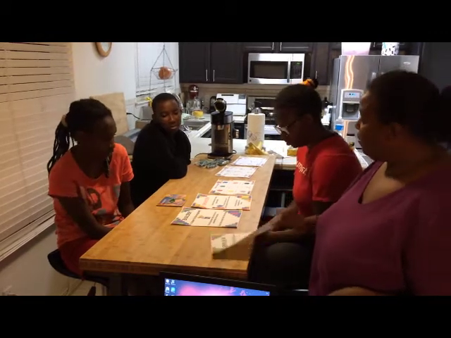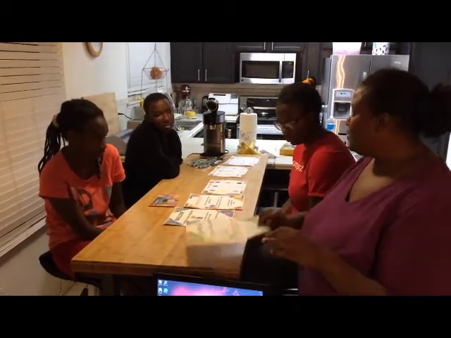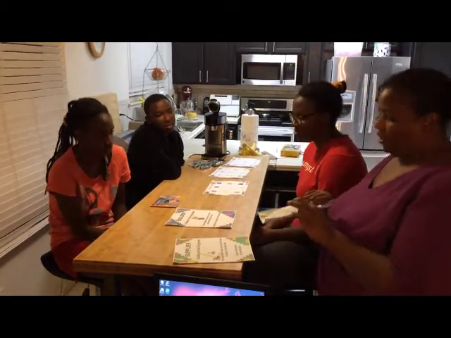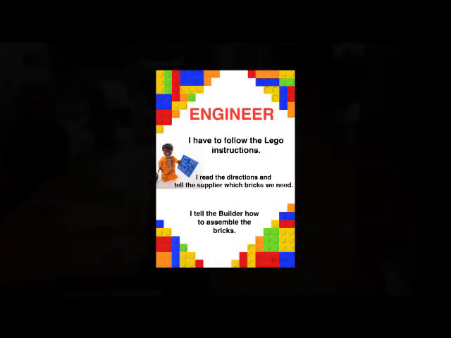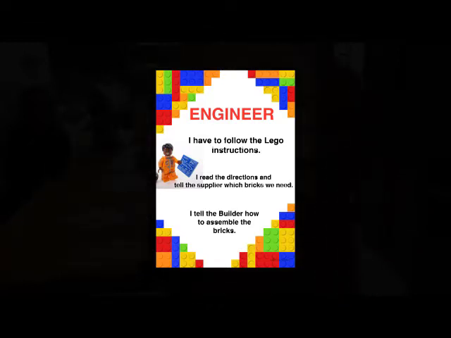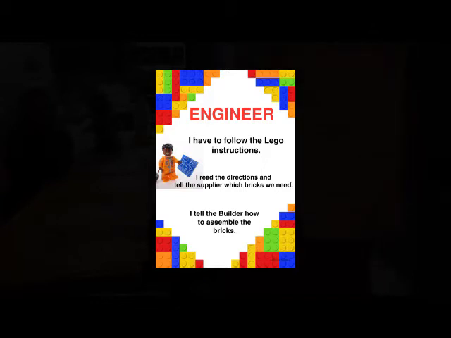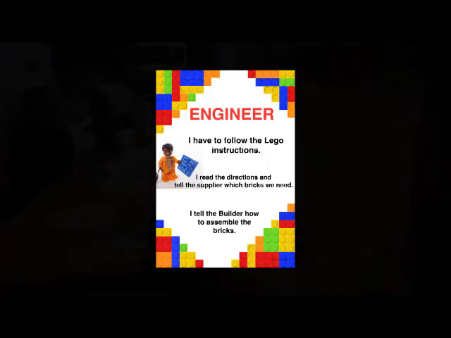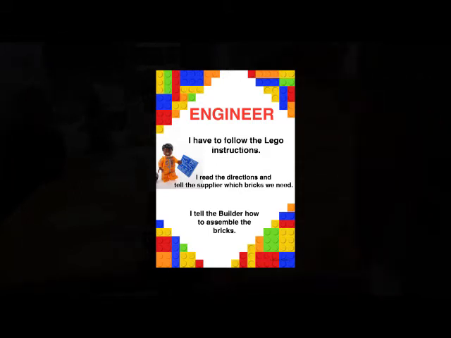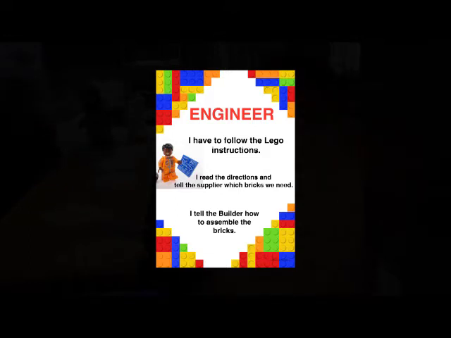We're going to group create a Lego set. So one of you is going to be the supplier. Well, let me start with the engineer. One of you is going to be the engineer. The engineer is the only person that is going to have these Lego instructions. The engineer has to follow the Lego instructions. The engineer reads the directions and tells the supplier which supplies to get. And the engineer then tells the builder where to put the Legos.